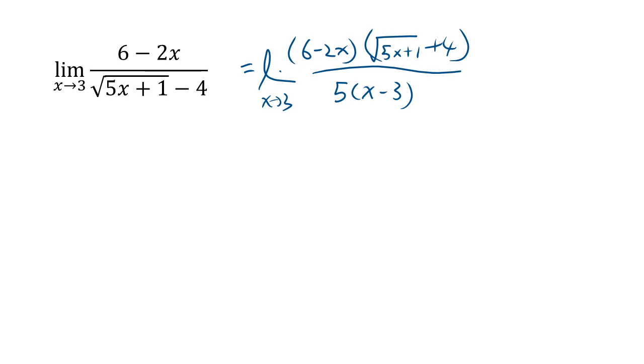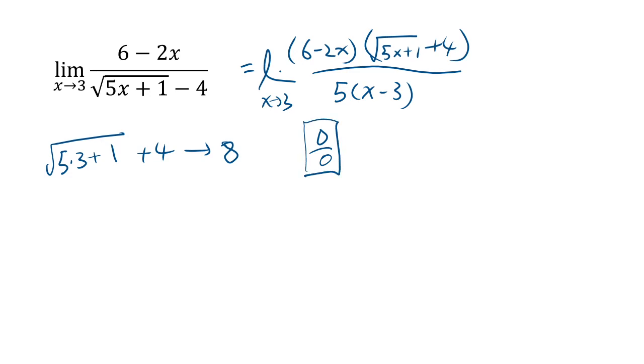Okay. Now when you plug in 3 here, if you multiply 3 by 5 plus 1 and take the square root and add 4, that gives you square root of 16, which is 4. 4 plus 4, that's 8. Okay, so this part will become 8. But these two, when you plug in 3, give you 0. So although we worked so hard by multiplying by the conjugate top and bottom, we still have a 0 over 0 type indeterminate. Okay, that's not good. So what do we do?